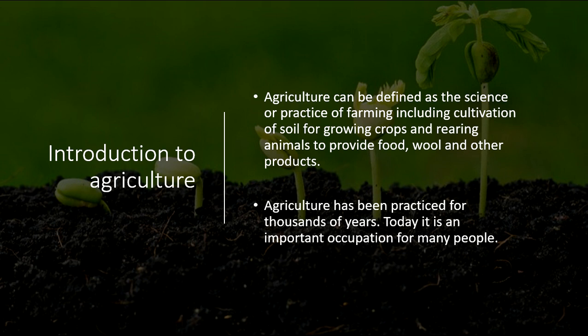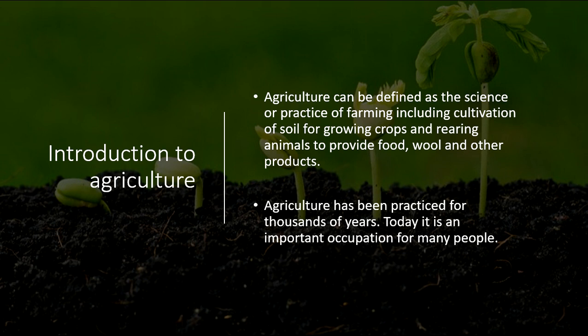Agriculture is well connected to our daily lives. Agriculture can be defined as the science or practice of farming, including cultivation of land for growing crops and rearing animals to provide food, wool, and other products. Agriculture is derived from the Latin words ager, meaning field, and cultura, meaning to cultivate. Hence, agriculture refers to the cultivation of field.